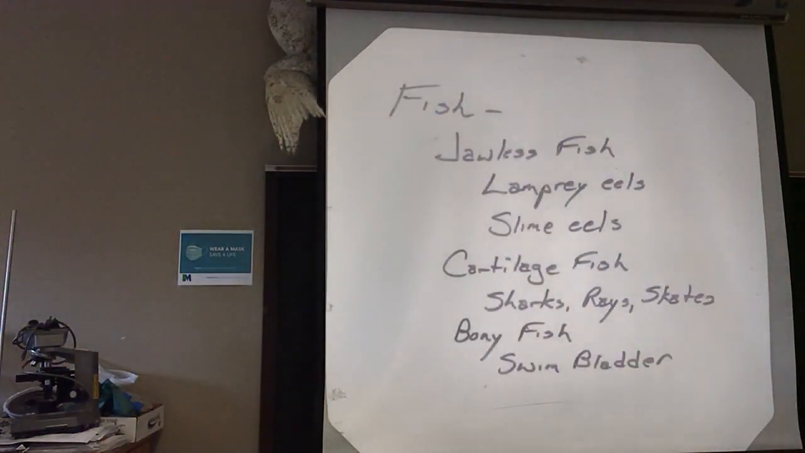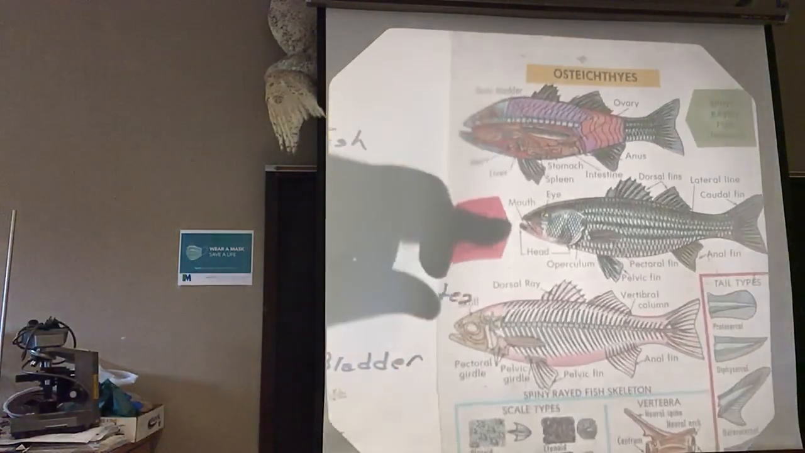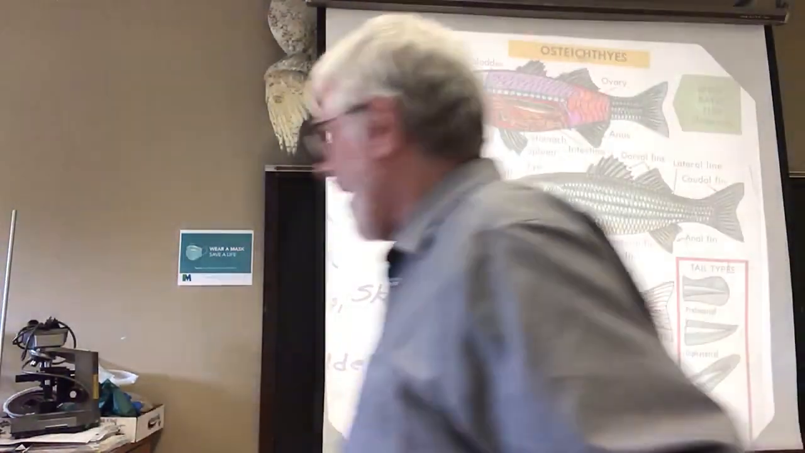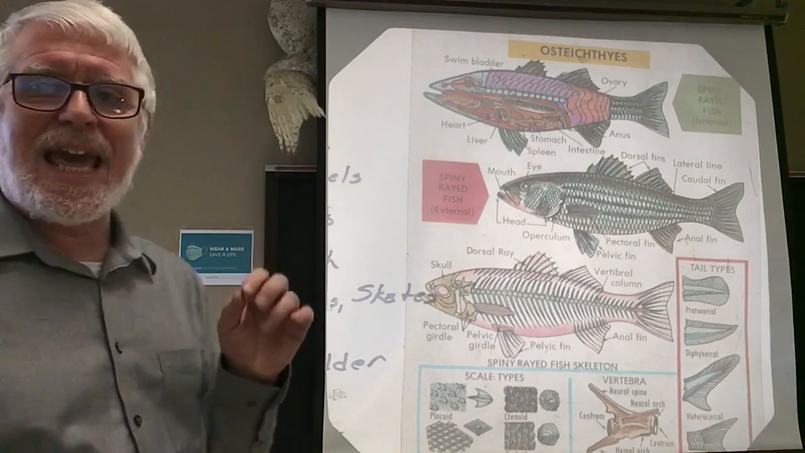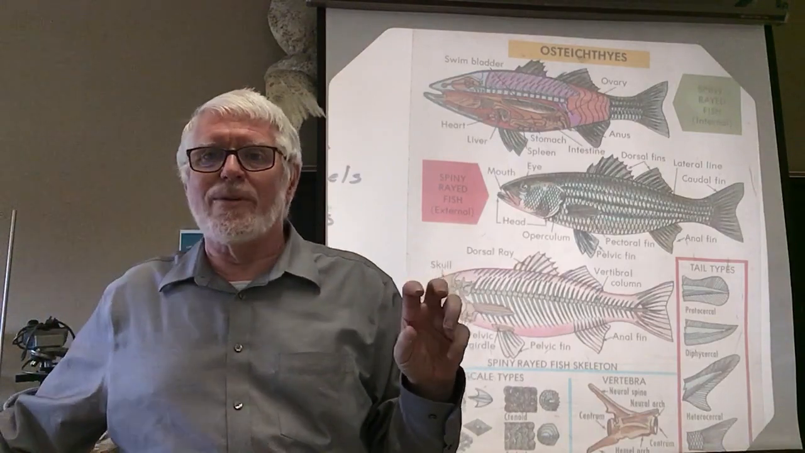Bony fish have bony bones, duh. If you've ever cleaned them, you know they've got bony bones. But they also have, if you've cleaned a fish, you've run into this kind of shiny, gas-filled object. It's called a swim bladder.